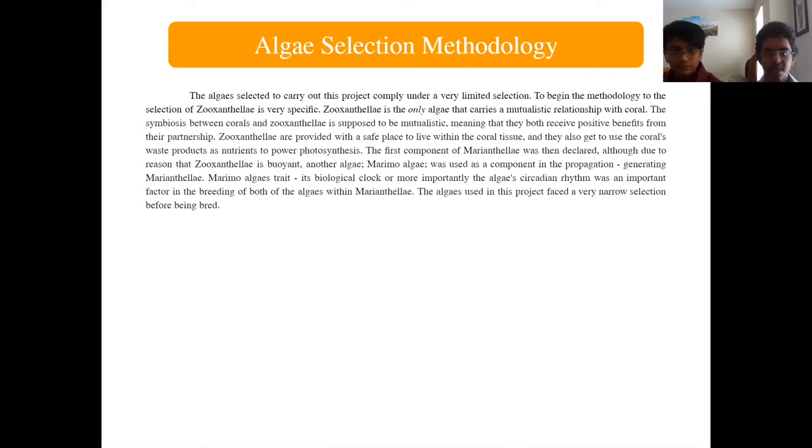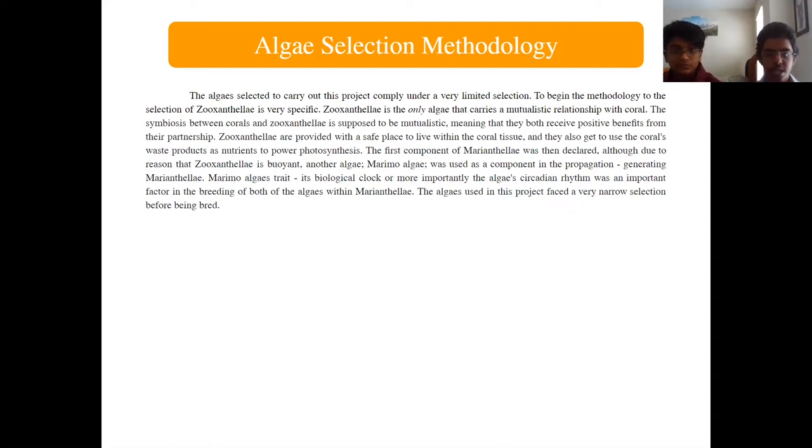Zooxanthella are provided with a safe place to live within the coral tissue, and they also get to use coral's waste products as nutrients to power photosynthesis. The first component of Mariantly was then declared. Although, due to the fact that zooxanthella is buoyant, another algae, Marimo algae, was used as a component in the propagation process, generating Mariantly.